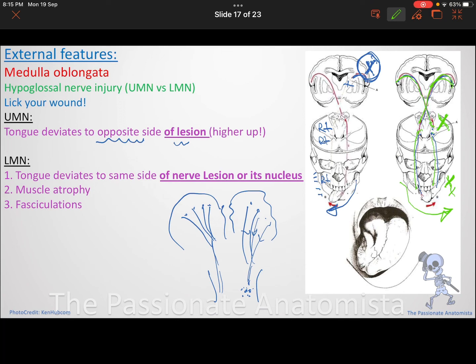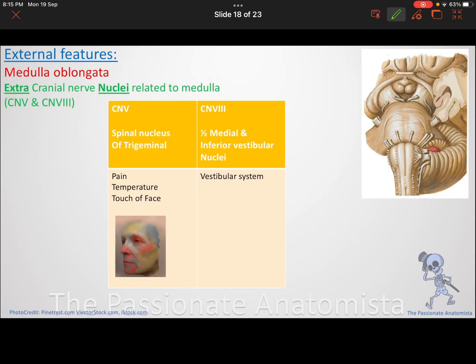If it's a lower motor neuron lesion, this is easy, I'm going to deviate to the same side as my lower motor neuron lesion, like the green color. If I have an upper motor neuron lesion, and they ask me where the tongue is deviating in relation to the stroke or the problem in the brain, it's going to be the opposite side. And this is what is represented by the blue color. I hope you grasp that concept, and let's proceed to the next.